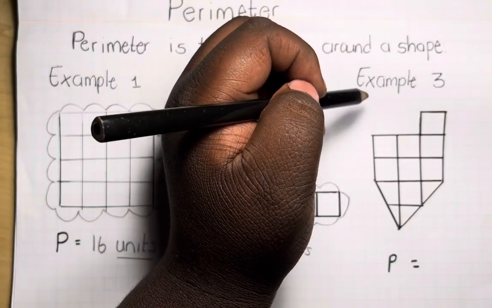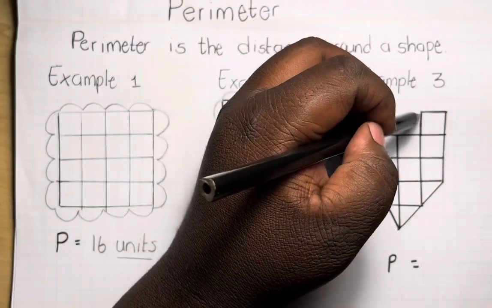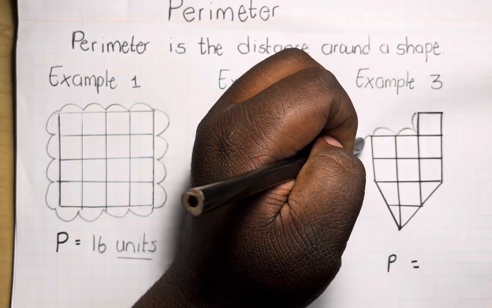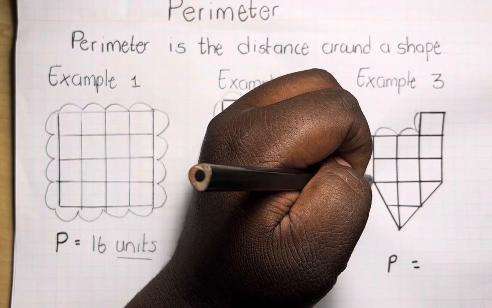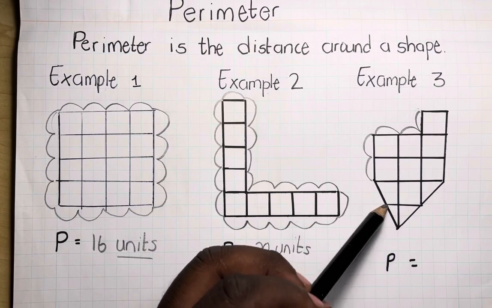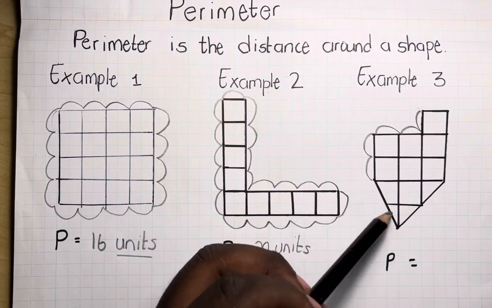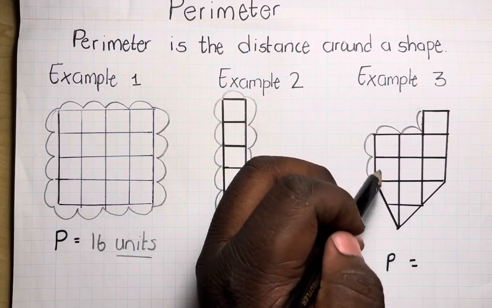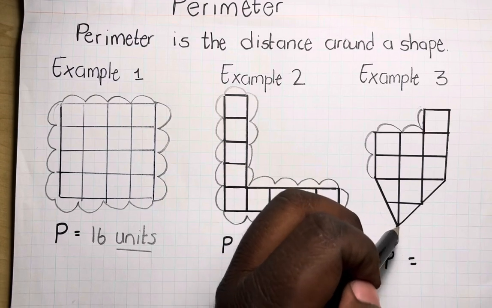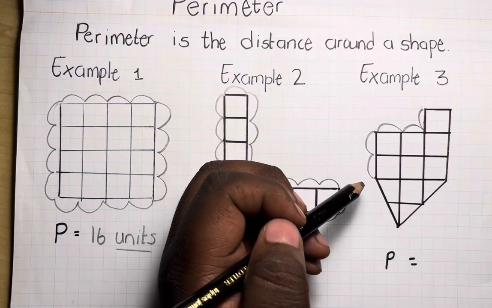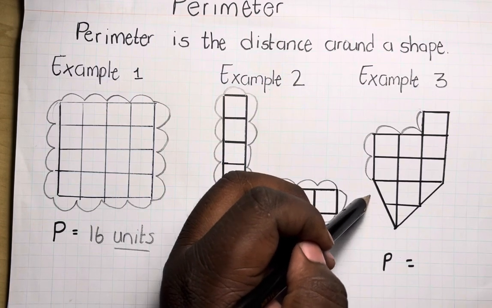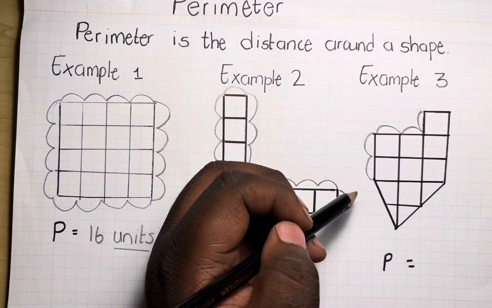Third example, let's count along the perimeter of the shape, the outside boundaries. 1, 2, 3, 4, 5. Now, as you can see here, this sometimes causes some confusion because we're going from a straight line, a straight vertical line, to a diagonal line. However, it doesn't really make that much of a difference because at the end of the day, this is still the length of 1 unit.